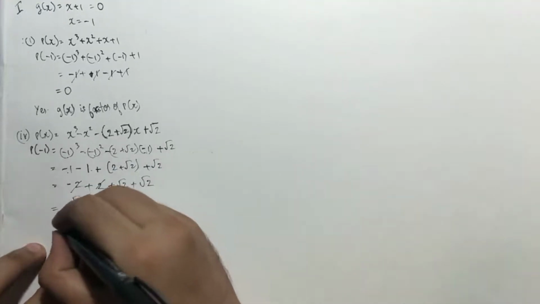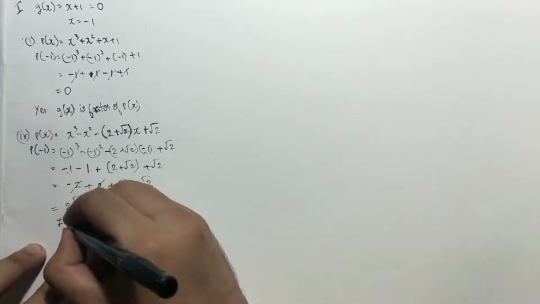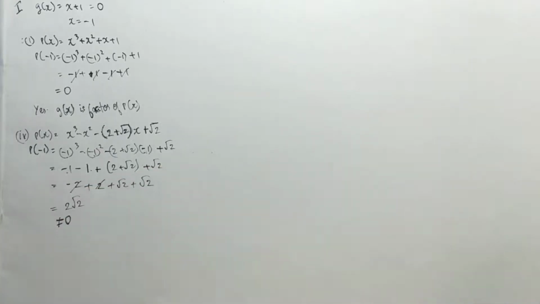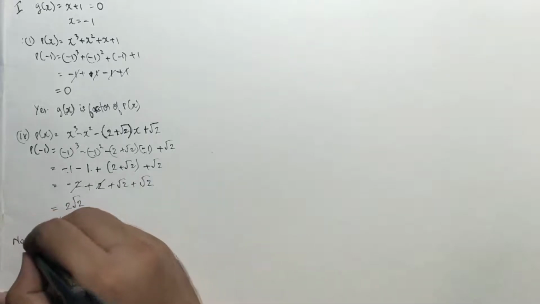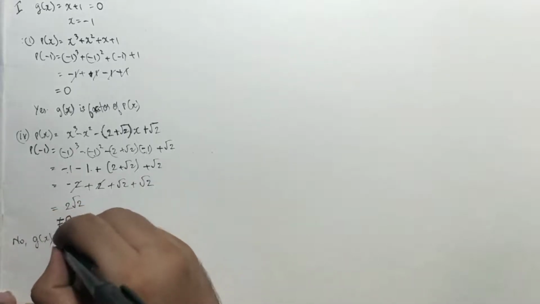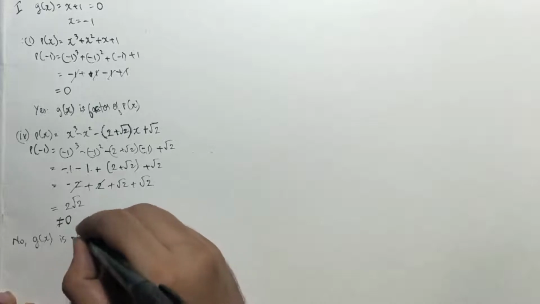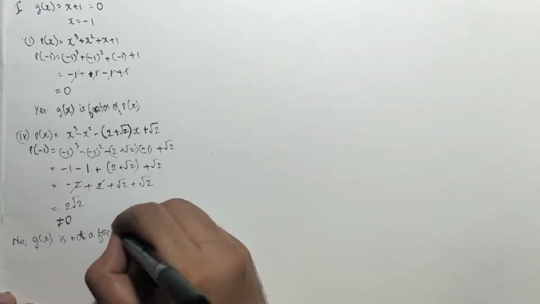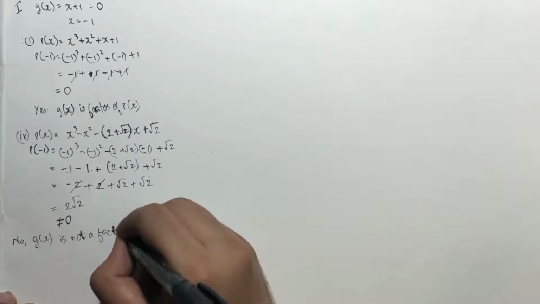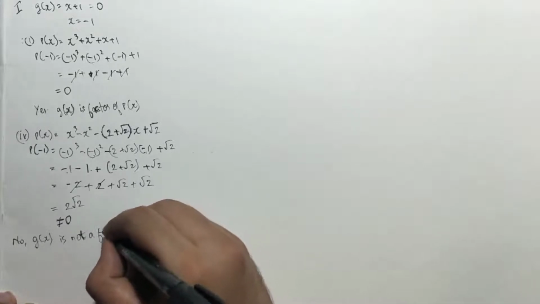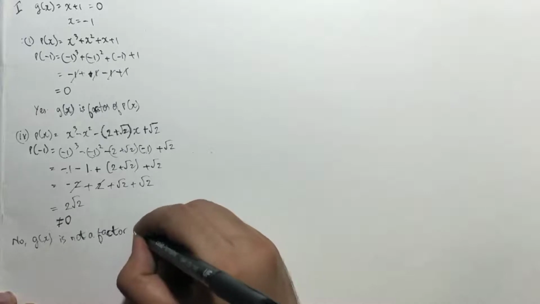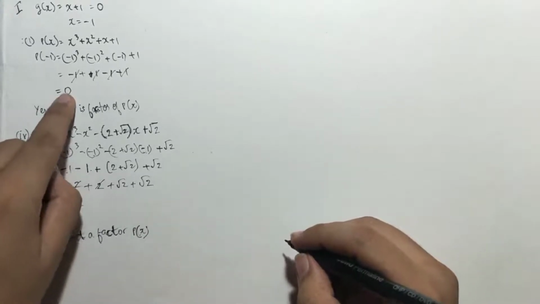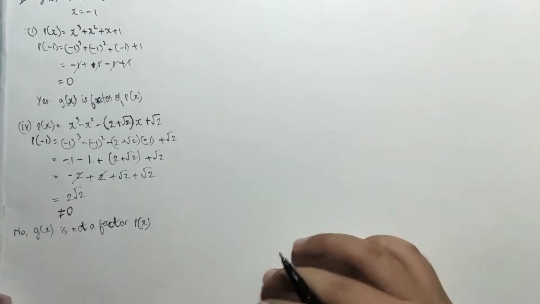As it is not equal to 0, we can say that g of x is not a factor of p of x. So if the answer comes out to be 0, it's a factor. If it doesn't come out to be 0, it's not a factor.